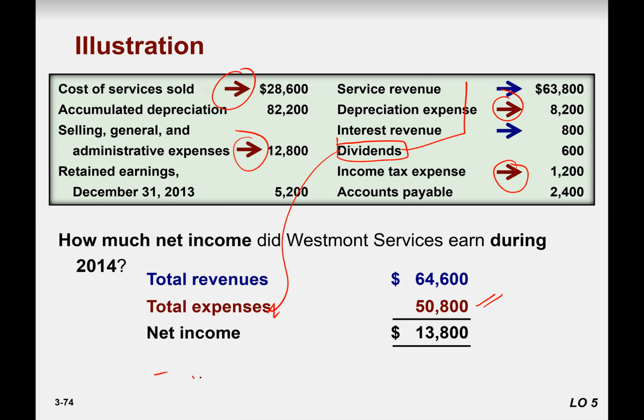Here, minus dividend. So the treatment of dividend comes after we calculate the net income. It is not a part of net income activity. Understand? So after the income statement, we calculate the dividend.